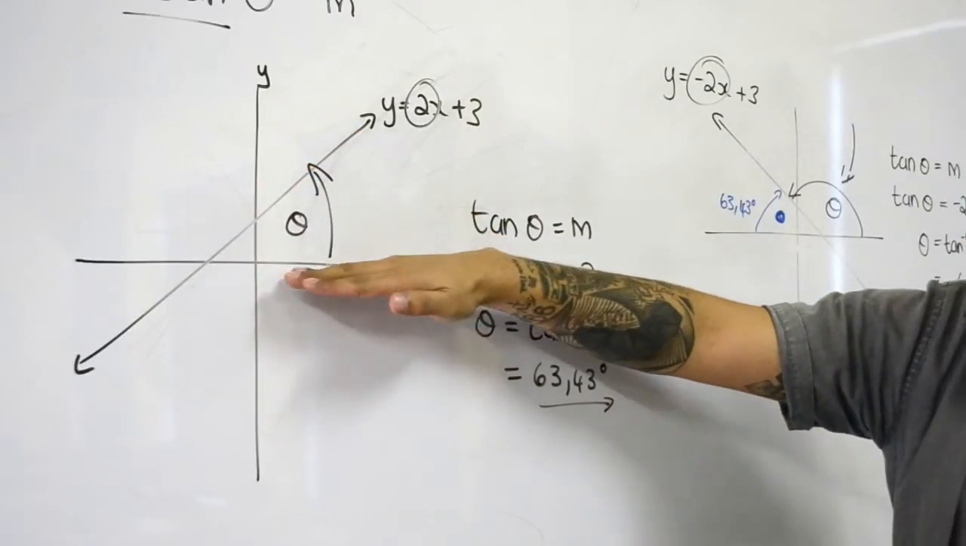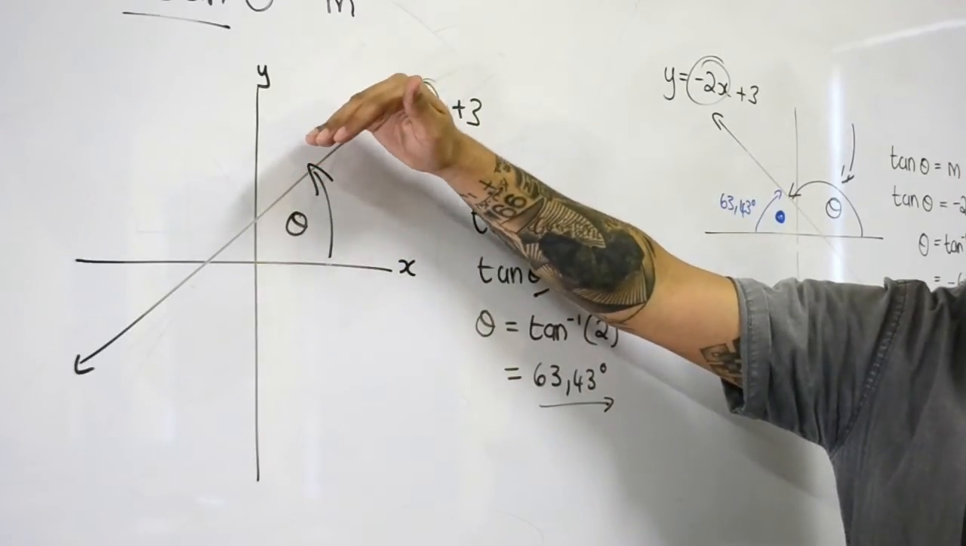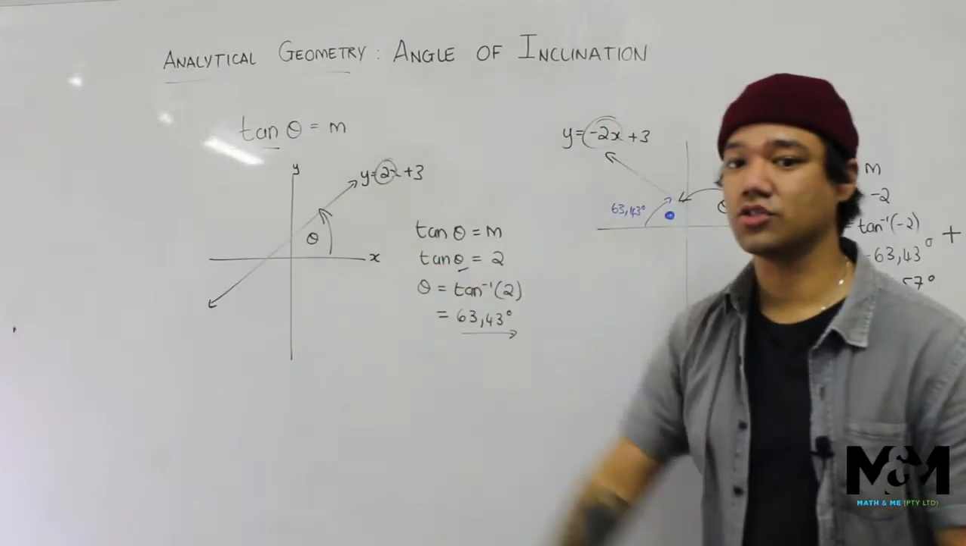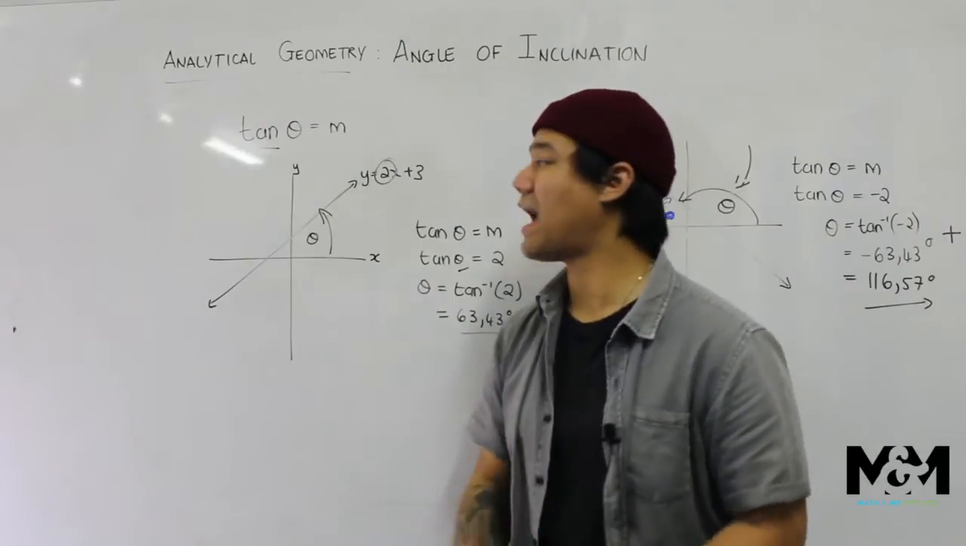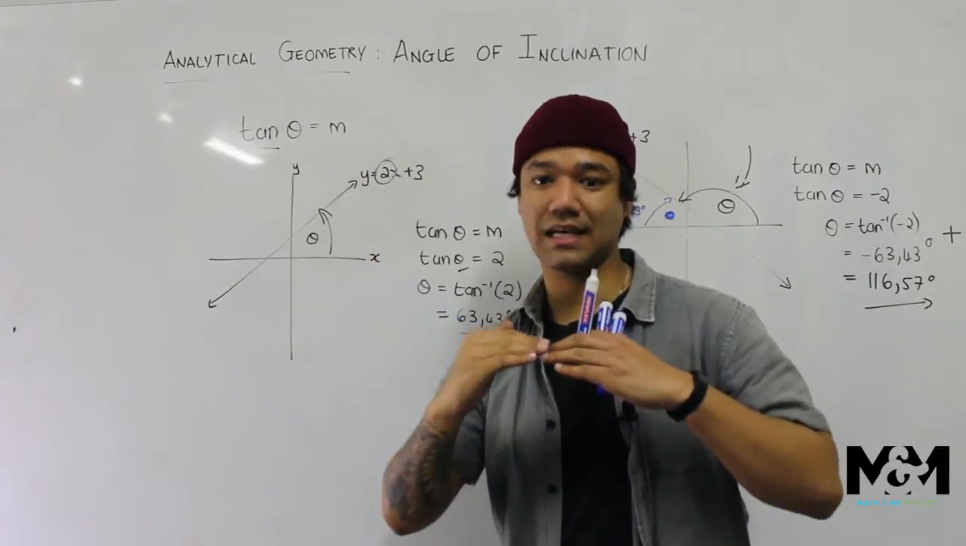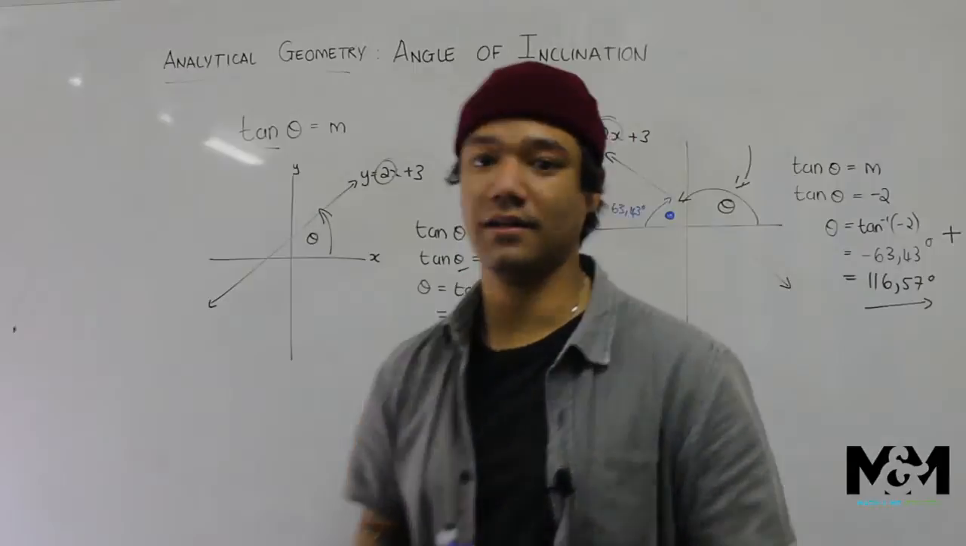Because it's finding the angle between the x-axis and my line. So it's important to note that this really only works at my x-axis. So now I'll chat about what to do and how to use angle of inclination to find angles that are maybe not at my x-axis but still on my Cartesian plane.